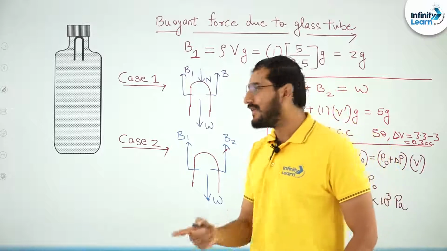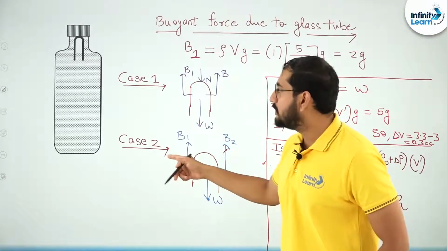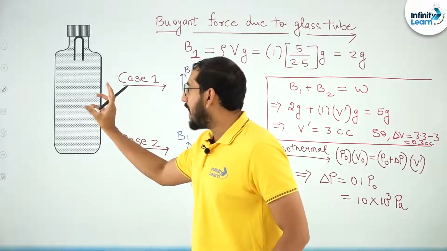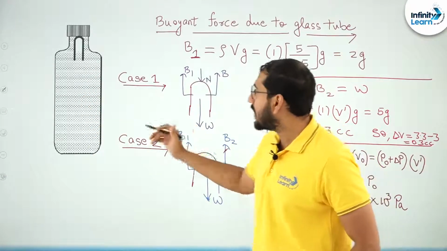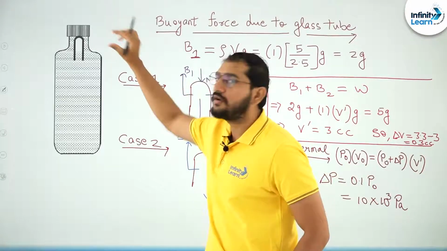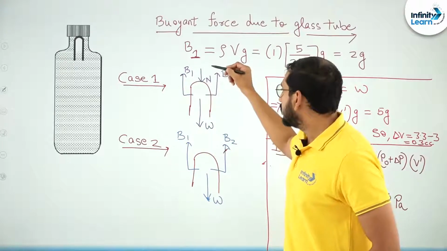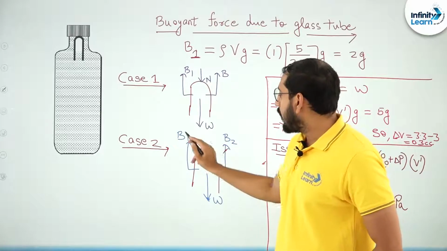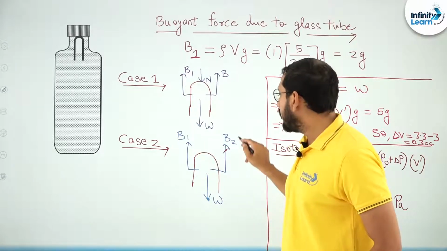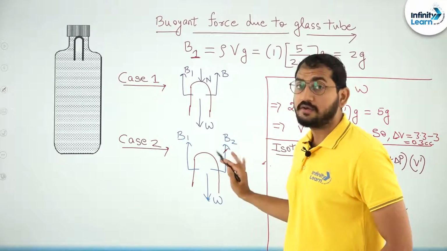But the question is asking for case number 2, in which we have squeezed the ball, squeezed this bottle, and increased the pressure. Because of that, the tube has lost contact with the cork. So this normal reaction will vanish, and now only the buoyant force because of the tube and the buoyant force because of the trapped air will come into the picture.